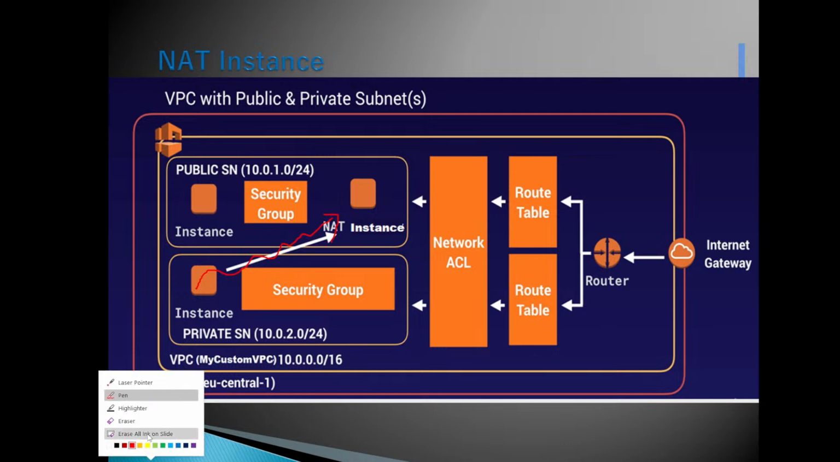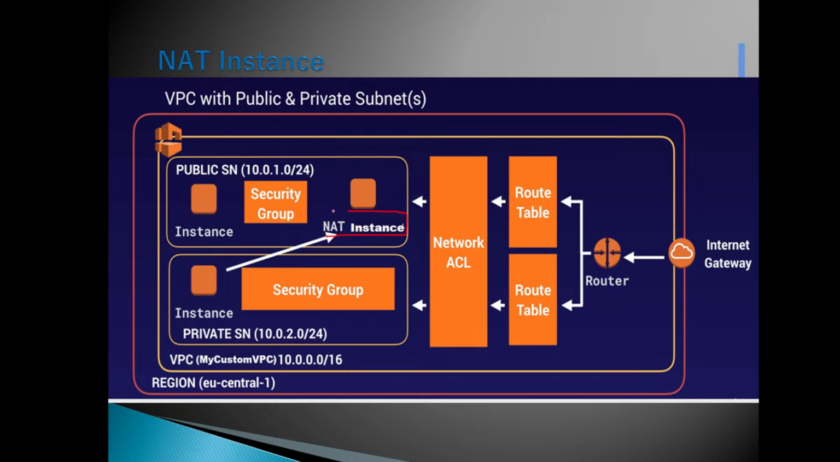Previously Amazon had an EC2 machine called NAT machines. It had an AMI designed specially for acting as a proxy server, and they are called NAT instances. But Amazon has decommissioned this service. Why? Because users have to maintain this machine.